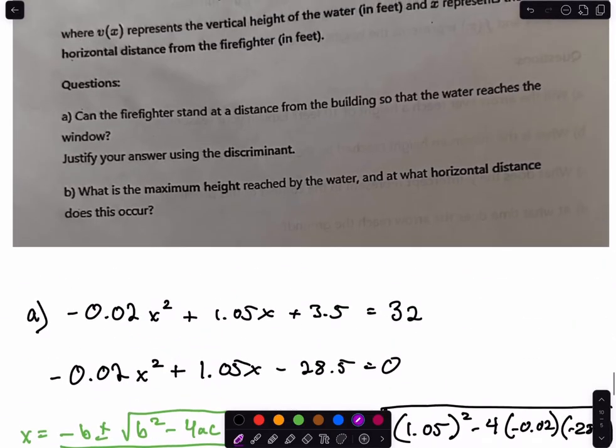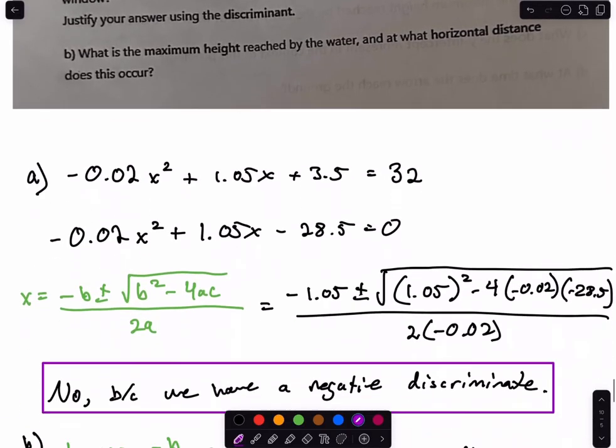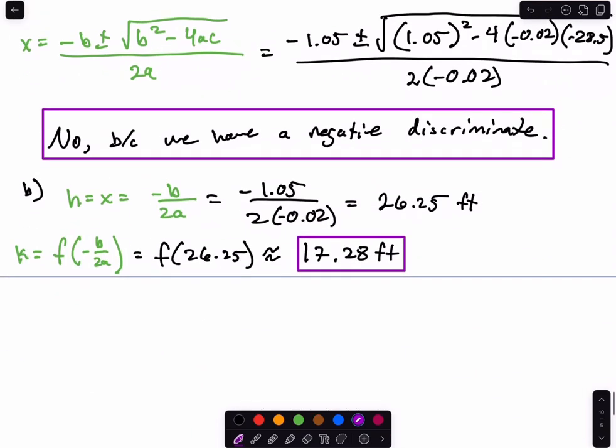Were those all the parts? So the max height was that at a distance of this 26.25 feet. So this is the max height. At a distance of 26.25 feet. Okay.